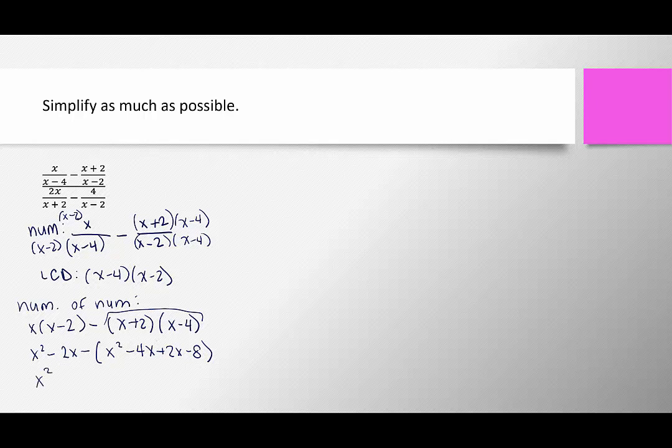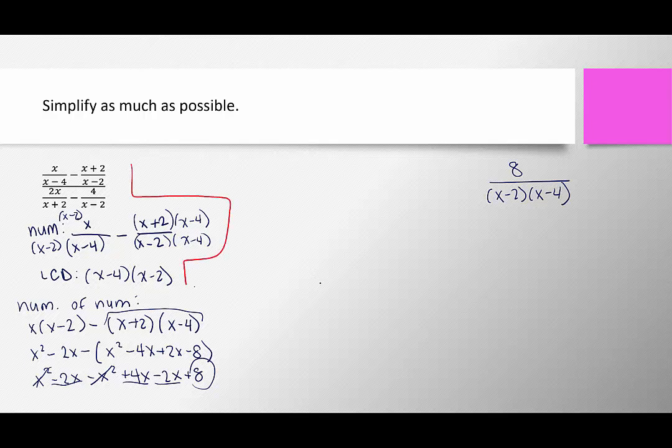So I have x squared minus 2x minus x squared. That becomes plus 4x minus 2x plus 8. Let's look for like terms. Whoops, those cancel. And then we have negative 2x, positive 4x, and negative 2x. Those cancel, right? Because we have negative 4x and positive 4x. Okay, so the 8 is the only thing left. So over here, I'm going to write 8 over, and then our common denominator, x minus 4 and x minus 2.